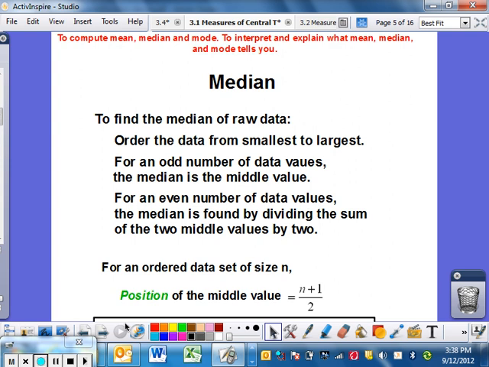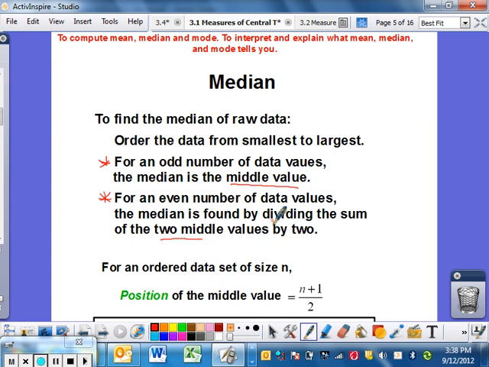So to find the median, you must order the data from smallest to largest. And then just a few specifics. For an odd number of values, the median is obviously the middle value, so you can cross things out. For an even number of values, so if there were 10 numbers in your data set, you have to take the middle two numbers and find the middle of them. You have to find the average of the middle two.